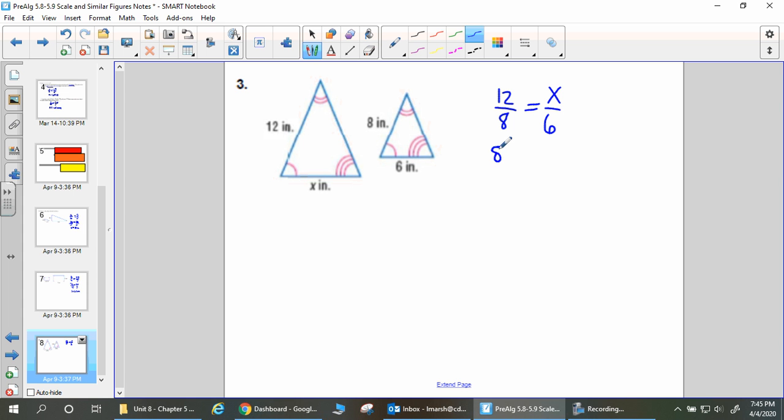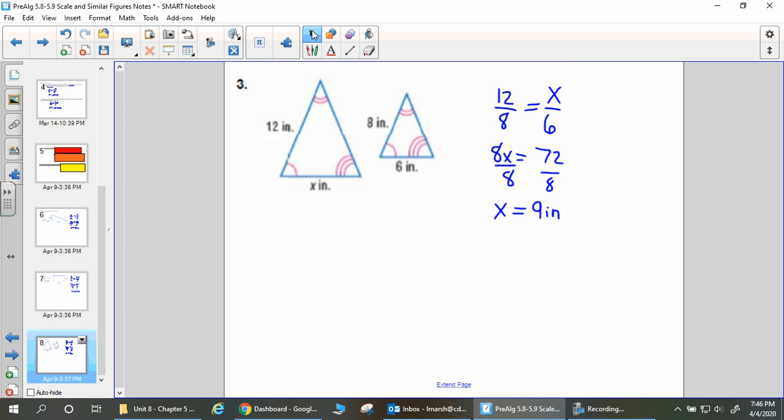8 times X, 12 times 6 is 72. And when I divide, that means X equals 9. And if I look at my picture, they have a unit of inches, so let's put those inches in. So those are similar figures. Instead of it being a word problem, you're setting your proportion up from a set of pictures.